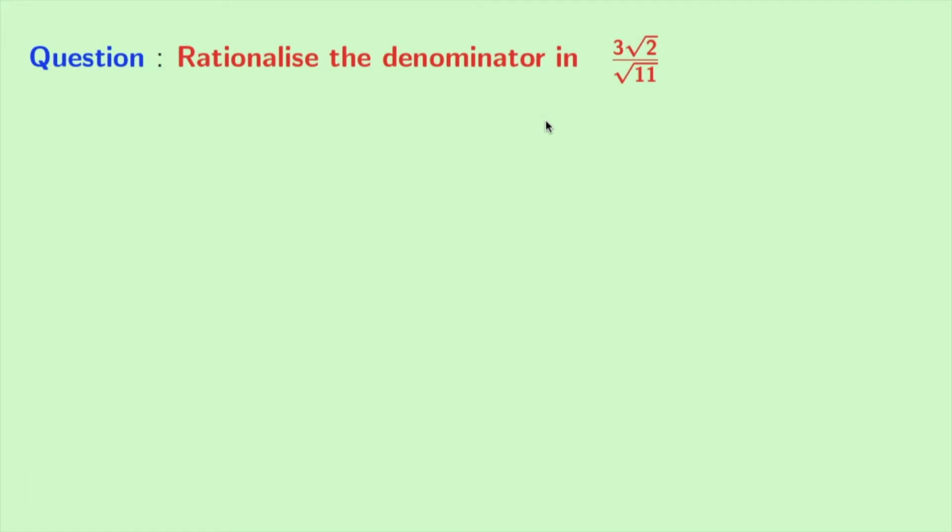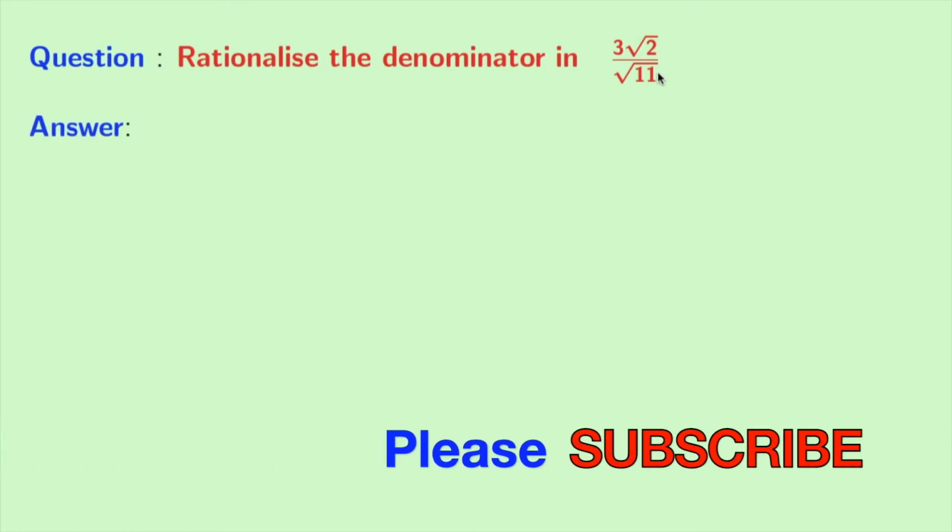In this video, we will rationalize the denominator of this fraction, 3 root 2 by root 11. So let's start. Look that we have root 11 in the denominator and this is an irrational number. So we have to rationalize it first.